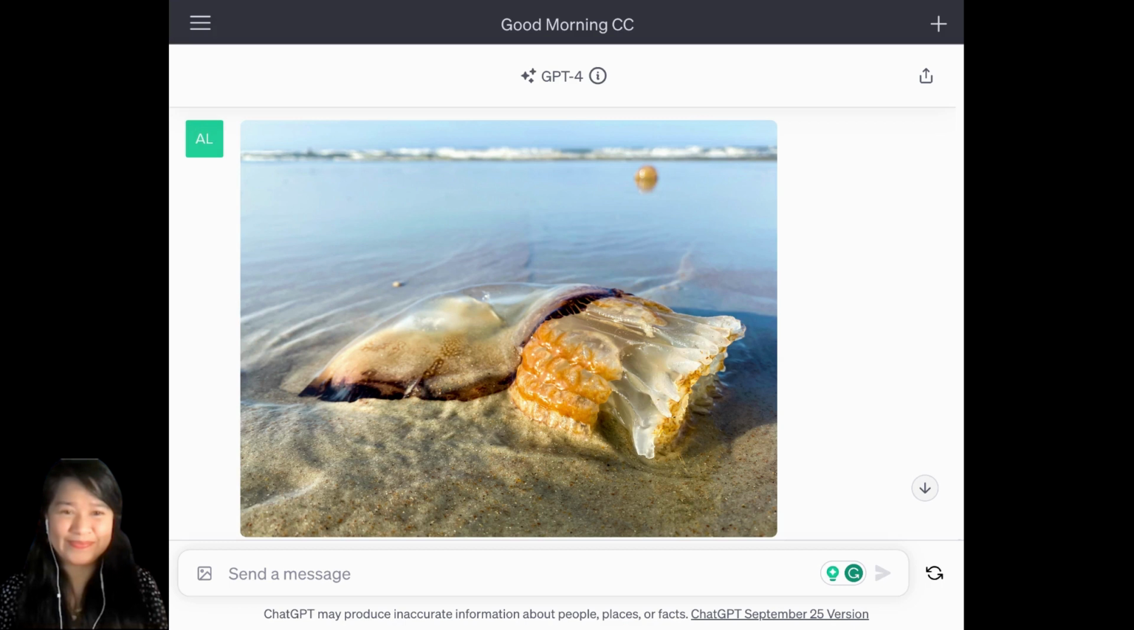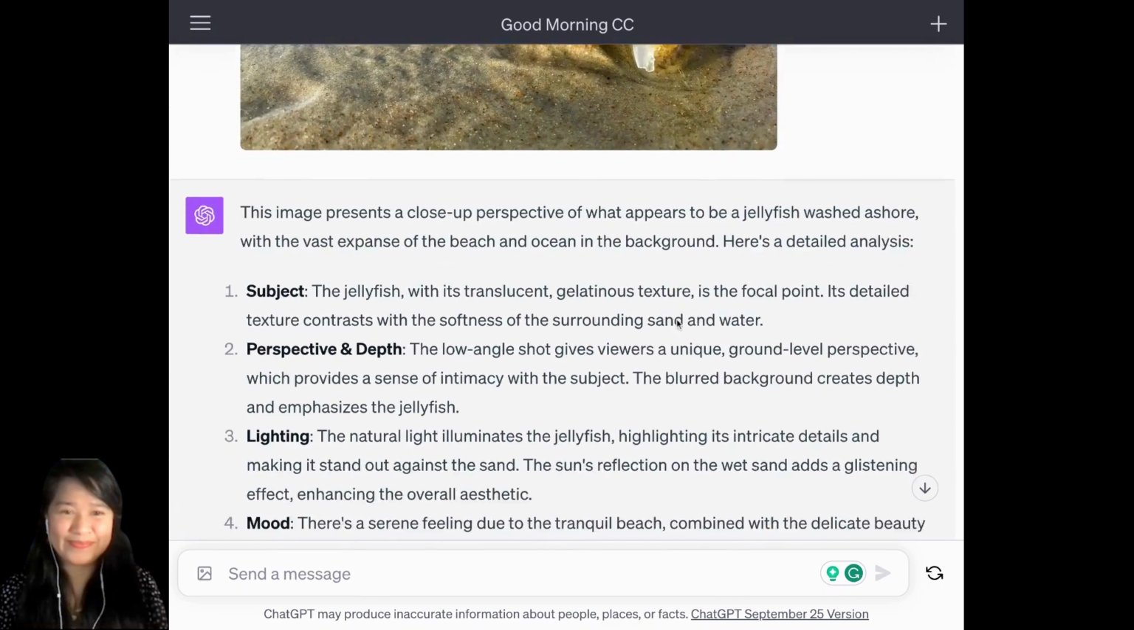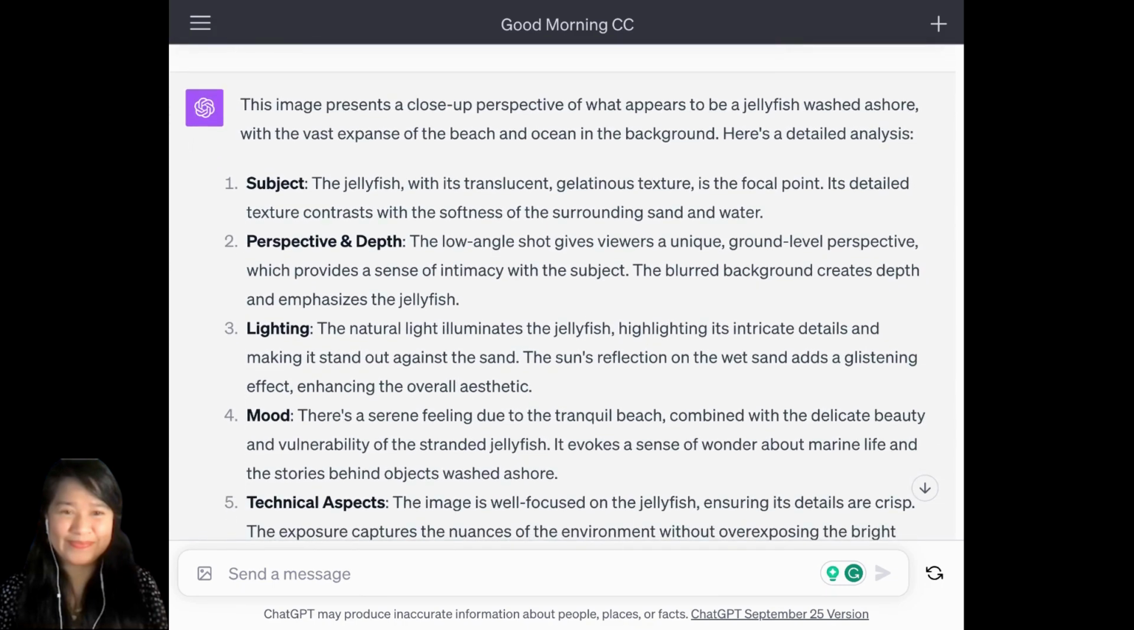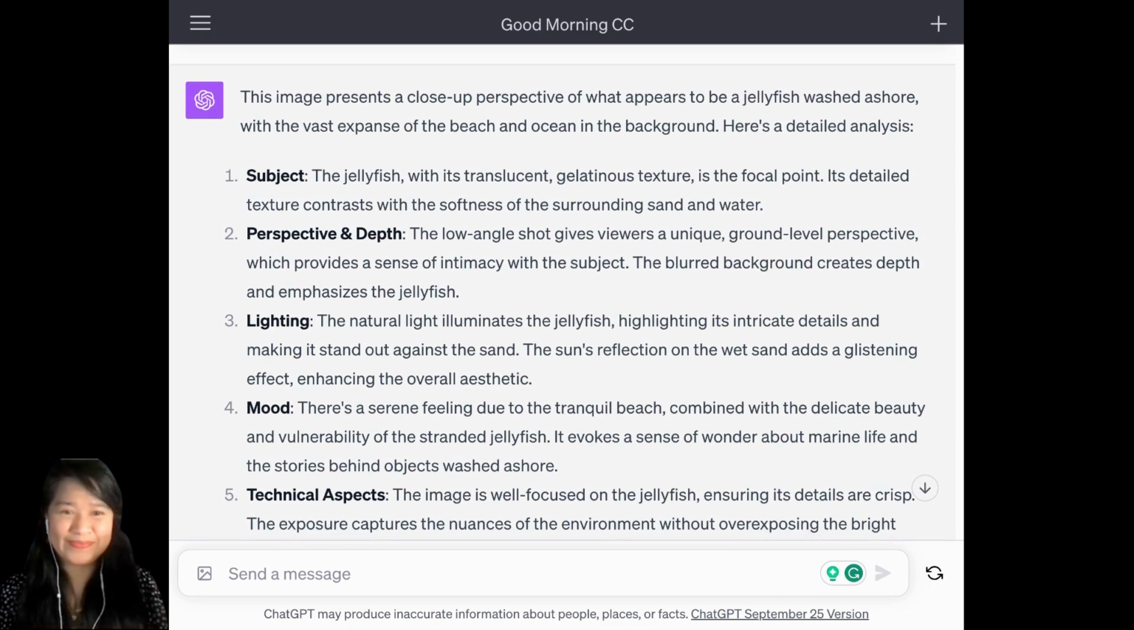So that is, in my opinion, what is lacking for this image, because the background itself is not in focus. It's more like a macro type of photography, where only the subject is focused, but not everyone resonates with that. Just the subject is in focus, the background is not. Anyway, let's look at what Sissy answered. Subject: the jellyfish is translucent, gelatinous. The texture is the focal point. Its detailed texture contrasts with the softness of the surrounding sand and water.